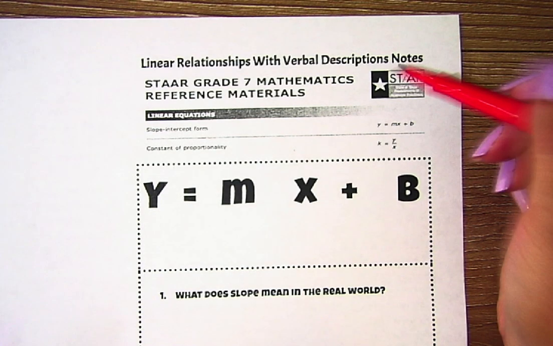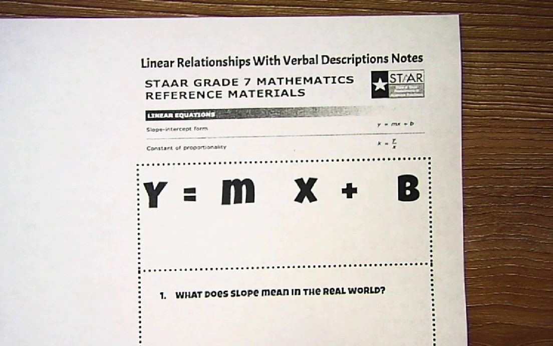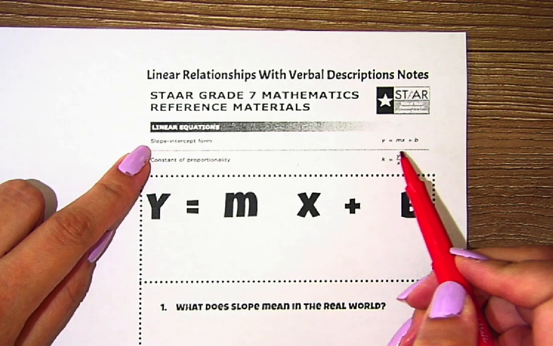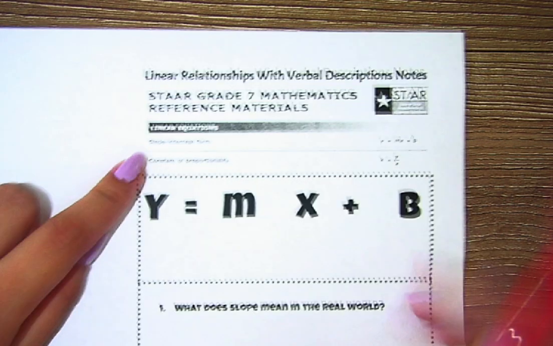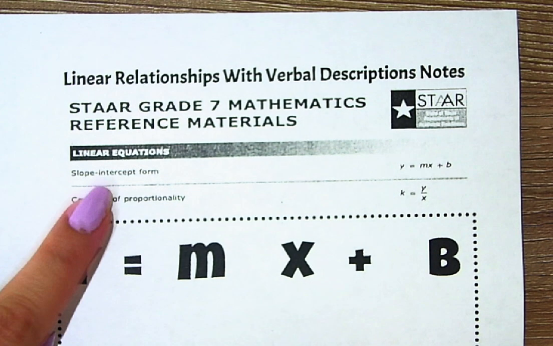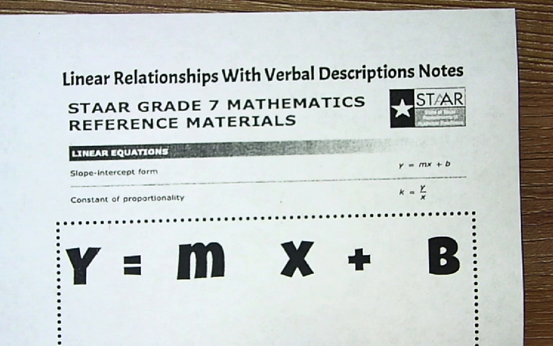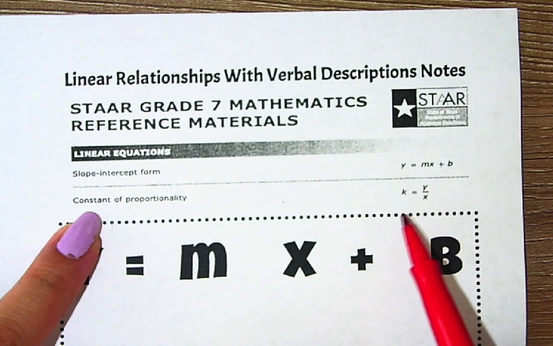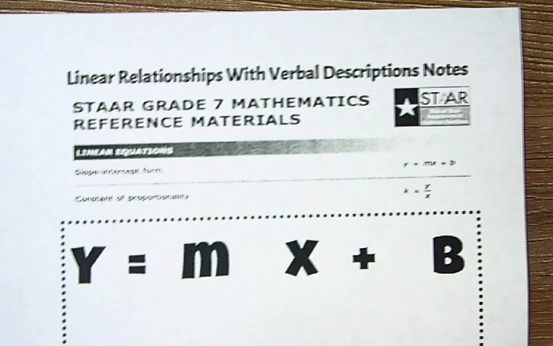Alright, so today's notes are going to be linear relationships with verbal descriptions. So we are using our slope-intercept form, which is y = mx + b. This formula is actually on your STAAR reference chart. So you're going to start seeing this formula a lot more. We are still using the constant of proportionality, k = y/x.